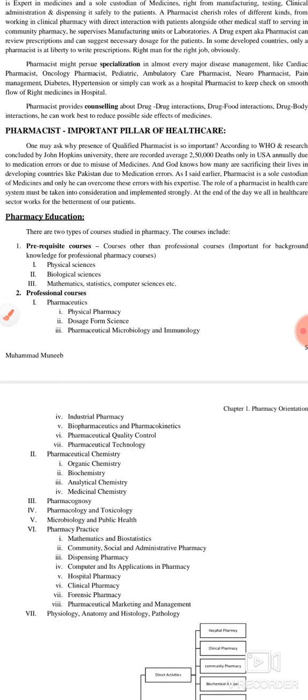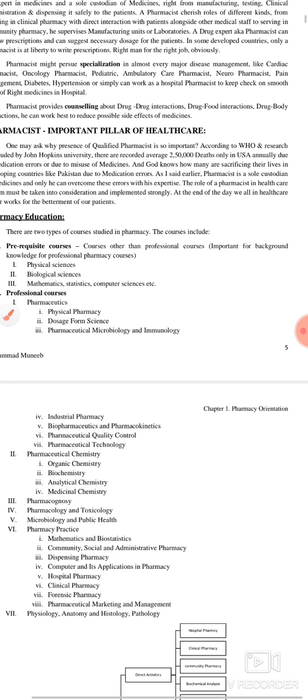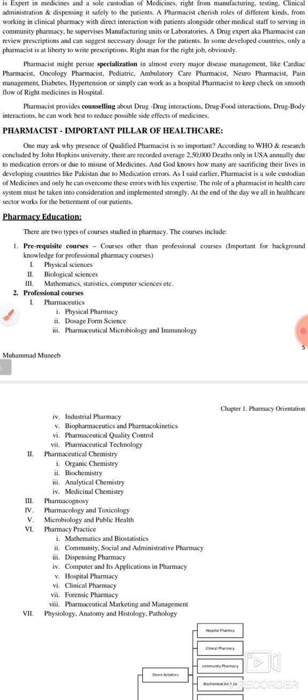So the pharmacist is doing an important job. He is detecting which medicine has an error in it, and there are a lot of complications and a lot of errors due to which many people die because of some impurity in the drug. So this is the job of a pharmacist, to detect any kind of impurity so that he can save a lot of lives. And God knows how many people are sacrificing their lives in developing countries like Pakistan due to medicinal errors.